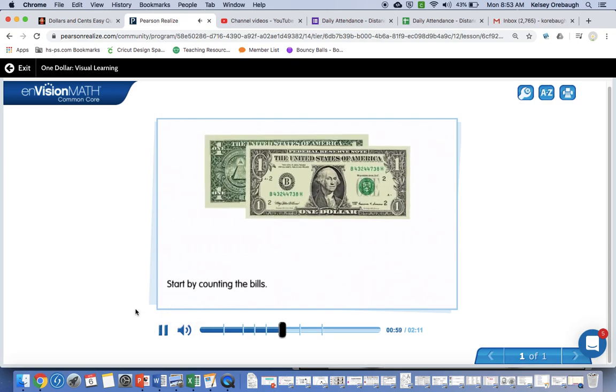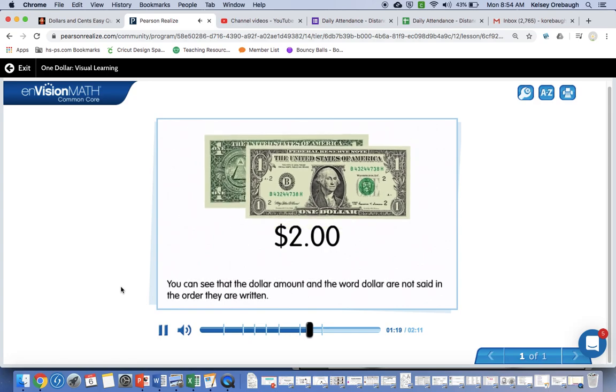Start by counting the bills. $1, $2. Look at the dollar sign and the number 2. How do you say this money amount? How would we say this? What do we have here? We have $2. We say "2 dollars." You can see that the dollar amount and the word dollar are not said in the order they are written.